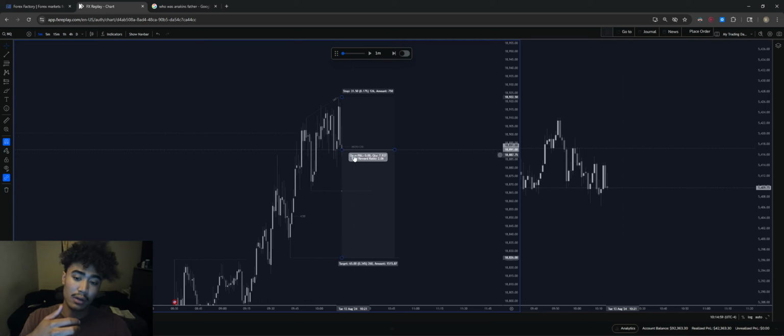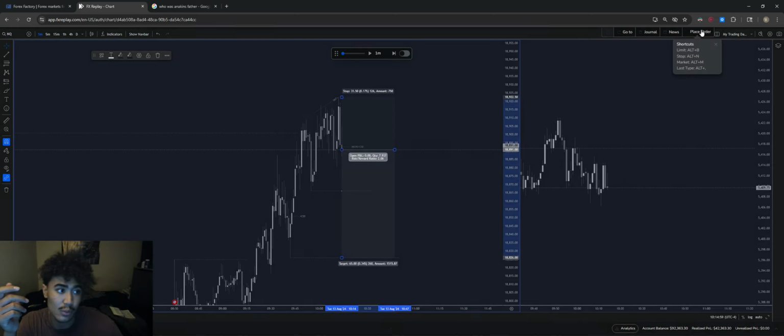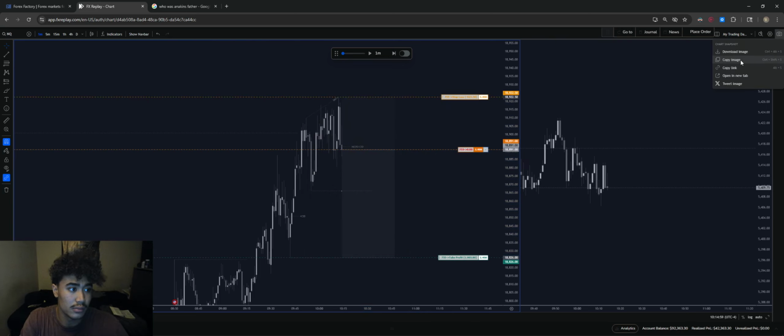One is with the fair value gap. This has no fair value gap included. However, I can utilize it as a complement if I would like. And I just go in, screenshot it.